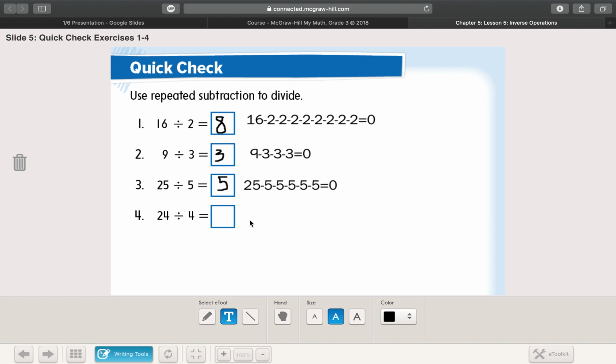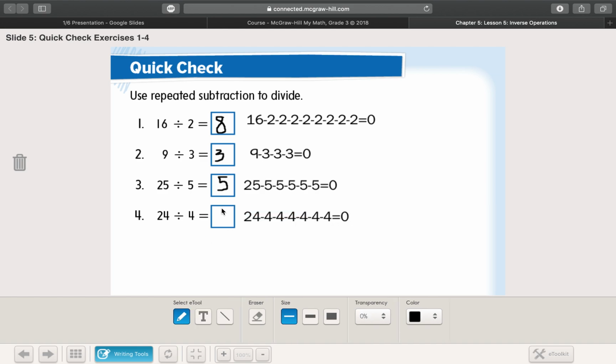I'm going to do one more. 24 divided by 4. I start with my big number, 24. Then I start subtracting this number repeatedly. 4 minus 4 minus 4 minus 4 minus 4 minus 4. 1, 2, 3, 4, 5, 6 4's. That's correct. 24 minus 6 4's equals 0. So 6 would be my answer.